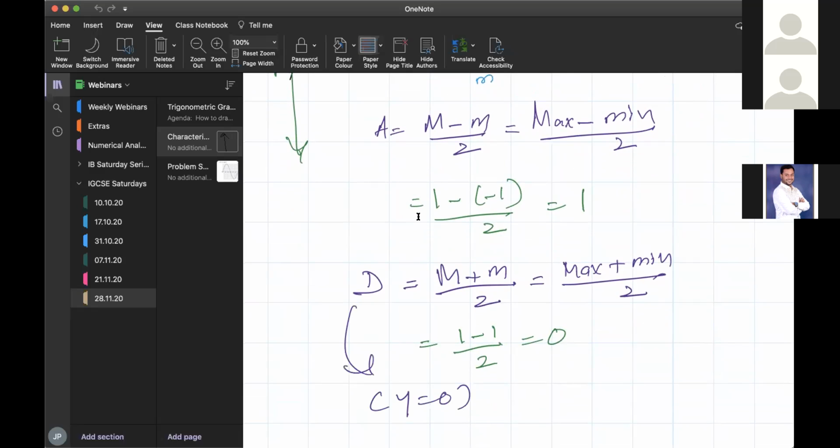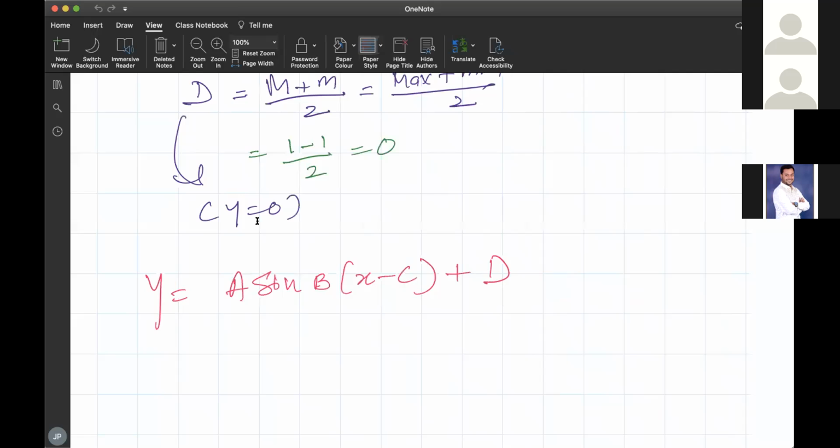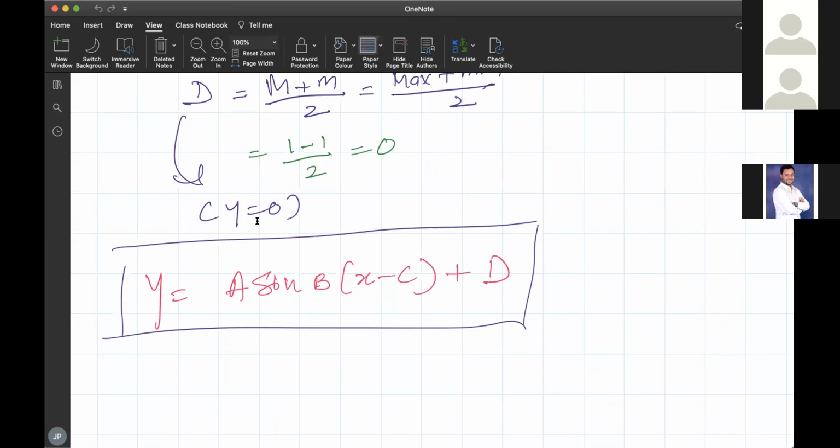D gives us the central line. A gives us the amplitude. D gives us the central line. Now, in general, a sine function is written like this: sine of Bx minus C, plus D. In general, this is how you're going to see a sine. This is the general form, whether it's sine or cosine.